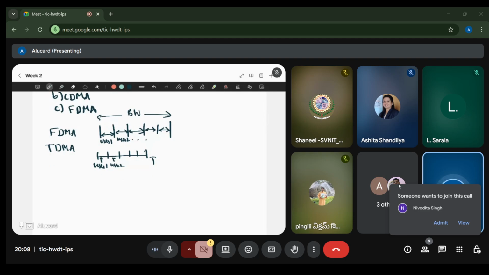If different users talk in different time slots, can they use the entire bandwidth simultaneously or can they not use it?